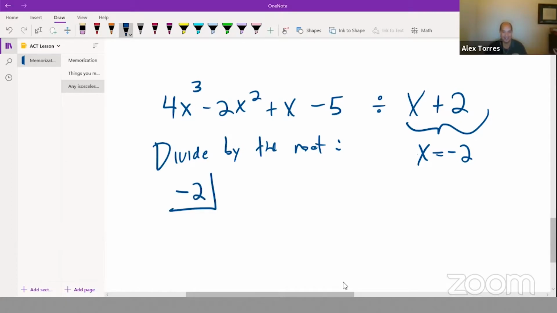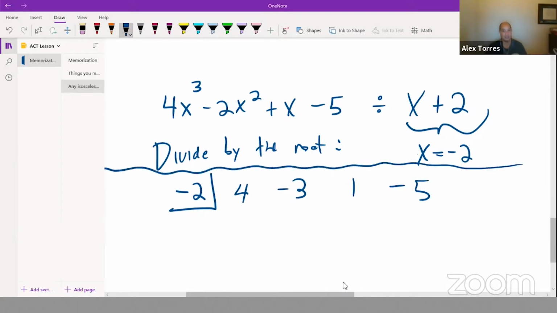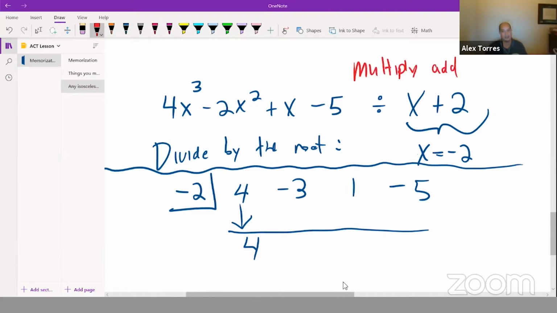So we have x equals -2. 4, -2, 1, and -5 are the coefficients of this polynomial that we're dividing. So we're going to go ahead and bring down the 4. And the saying you want to have in your head for synthetic division is multiply, add, multiply, add. So, it takes a little practice.